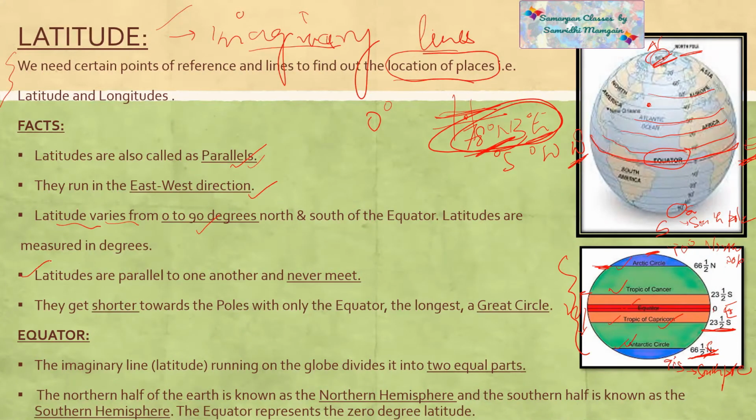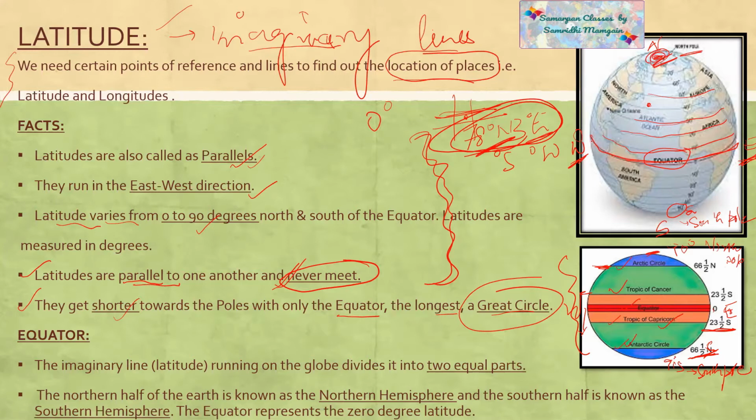Next, as I've already told you, latitudes are parallel to one another, and you should remember that they never meet. All these points are important from the prelims point of view. The last point you should remember is that they get shorter towards the pole. The equator is the longest latitude, and the others get shorter in length. Only the equator is the longest, a great circle. So what is a great circle? I will discuss that also.